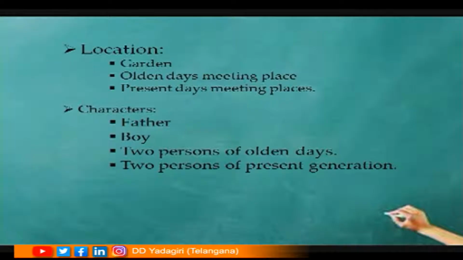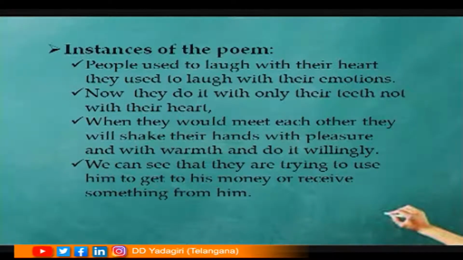And now the next one is characters. Here a father, that might be an old man, and next a boy, and then, to show the performance, that is the feelings of how they wished each other in the olden days and present days, 2 persons of olden days and 2 persons of the present generation. The next step is instances of the poem.